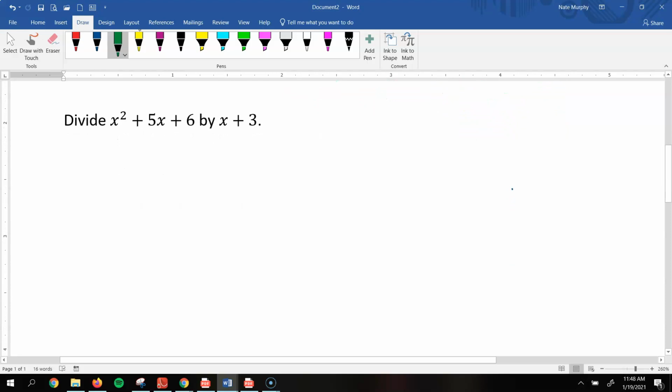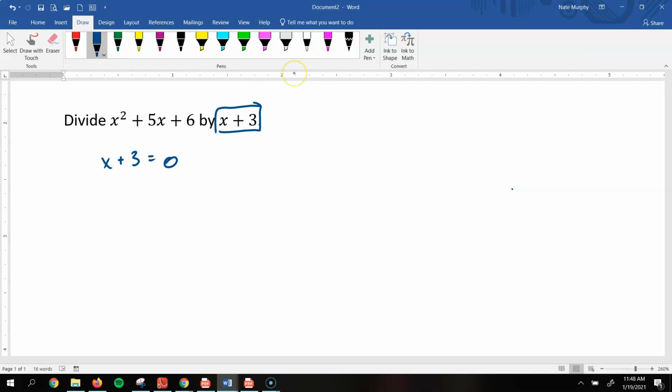This one we have x squared plus 5x plus 6. So it's the same dividend that we had before. This time we're dividing by x plus 3. So I'm going to start by finding the 0 for that x plus 3. You might be able to see right away that the 0 there would be negative 3. The one thing I want to make sure of is that you don't make the mistake of saying, oh, the 0 is 3. That would be wrong, because 3 plus 3 is 6. That doesn't give us 0 as our answer. So our 0 for this would be negative 3.